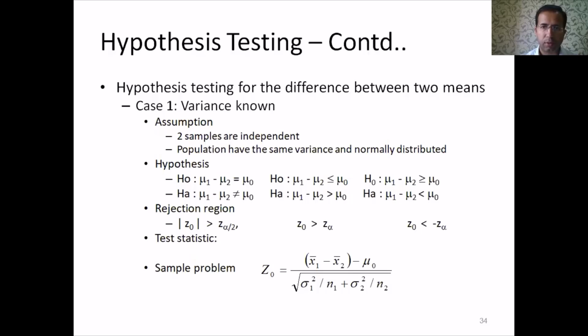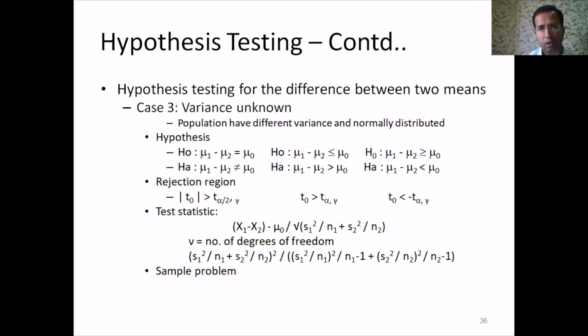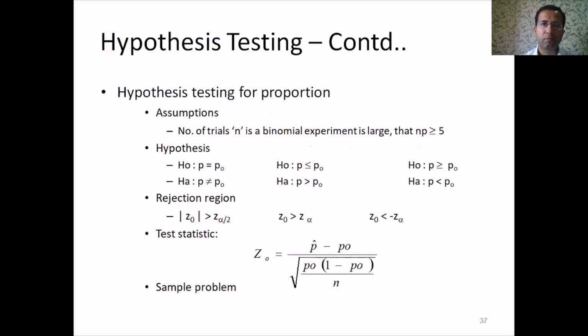So we calculate the z value over here given this formula, and then we can look into the normal distribution table and find out the difference and test our hypothesis. Similarly, if variance is unknown, then we have to use a t distribution. I hope you understand this. These are certain formulas which we'll be using later on.